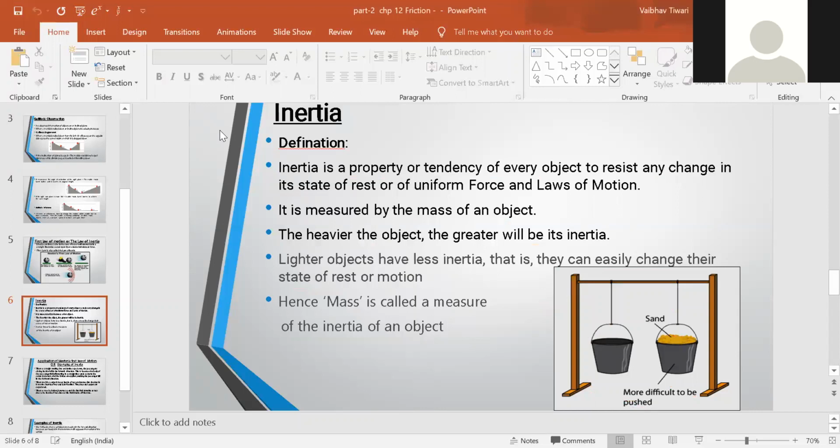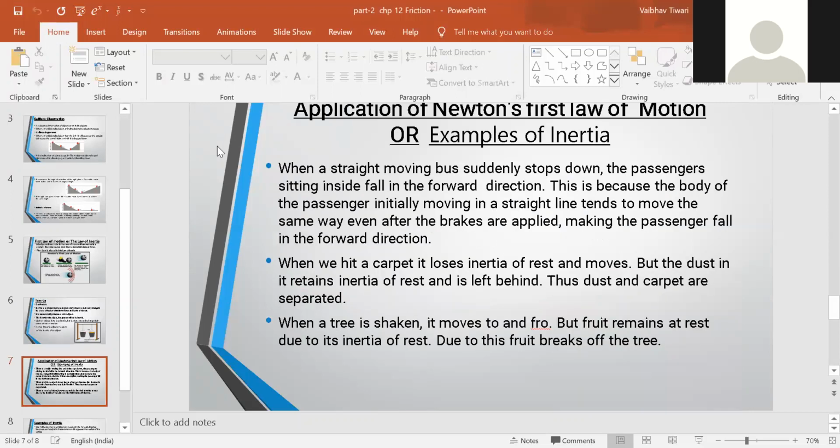Now the next one: a few examples of inertia, or the applications of Newton's first law of motion. So let's read this one. It is given that when a straight moving bus suddenly stops, what happens? The passenger sitting inside falls in the forward direction. Yes or no? You might have seen this.